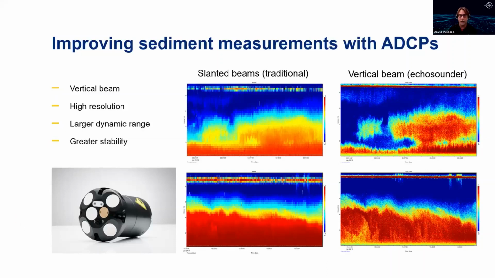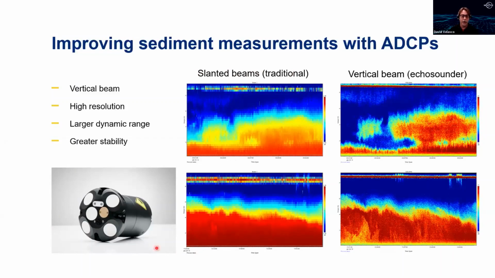We have also added high resolution sampling of the signal strength, high resolution in the sense of down to millimeter size increments, which allows for greater visualization capabilities. And this is what we call the echo sounder mode in the instrument. And also the dynamic range of modern systems has certainly improved, as well as the stability of the signal between instruments themselves.